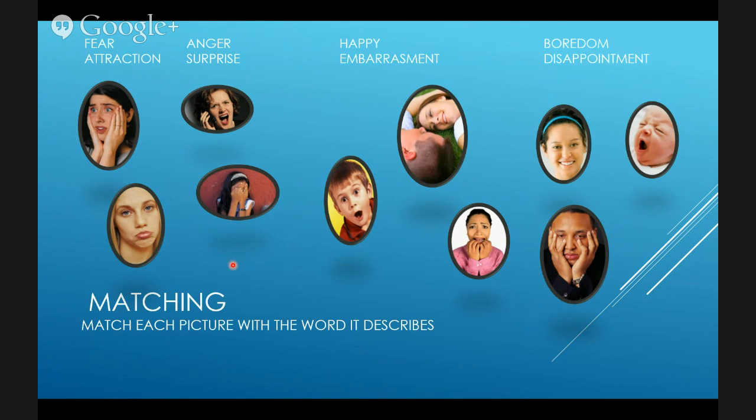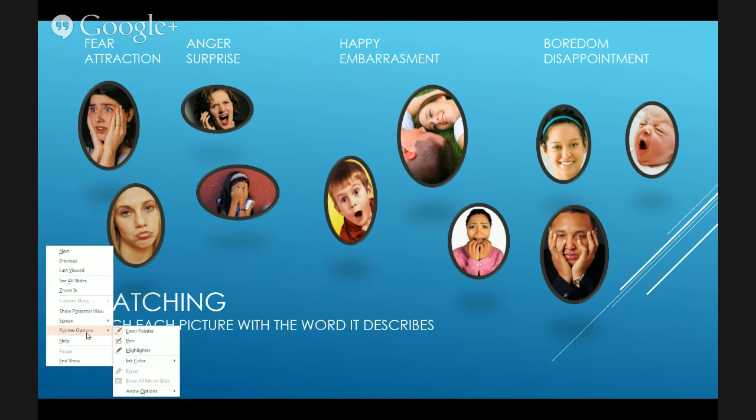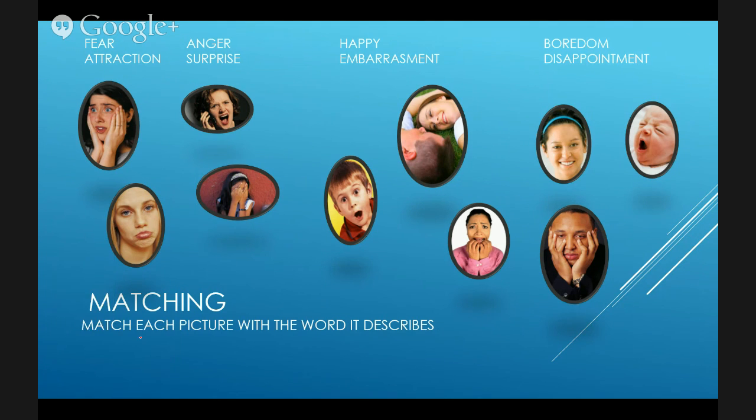But let's go ahead and see if we can match these pictures. We've got these words up here, and let's see. I can get a pen. So what emotion is she feeling, do you think? She's very impressed. This is perhaps fear, or emotional about something that has happened.